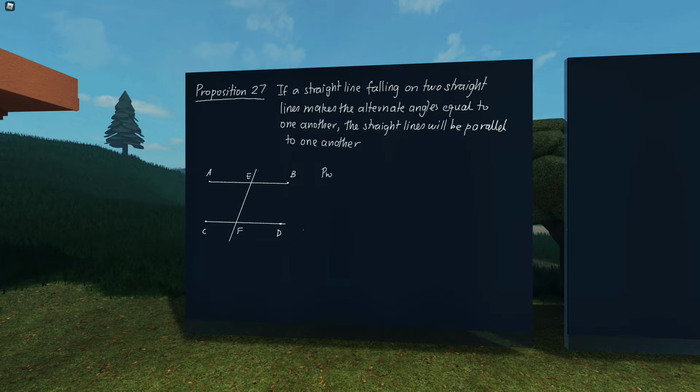All right, so proof. Suppose AEF is equal to EFD. Right, so those are the alternate angles. So we claim AB is parallel to CD. This is not a concept we've talked about a lot. I'll just define it. So two lines are said to be parallel if they don't meet. That's the definition at the beginning of the book.